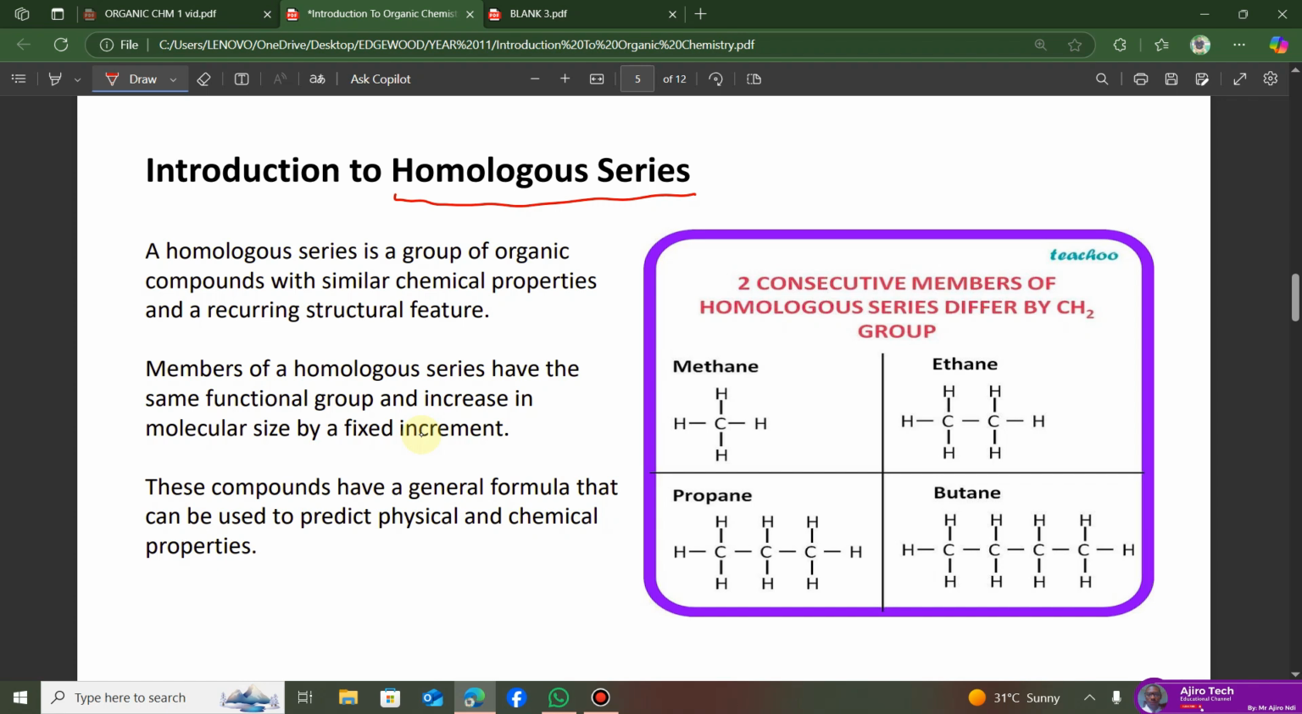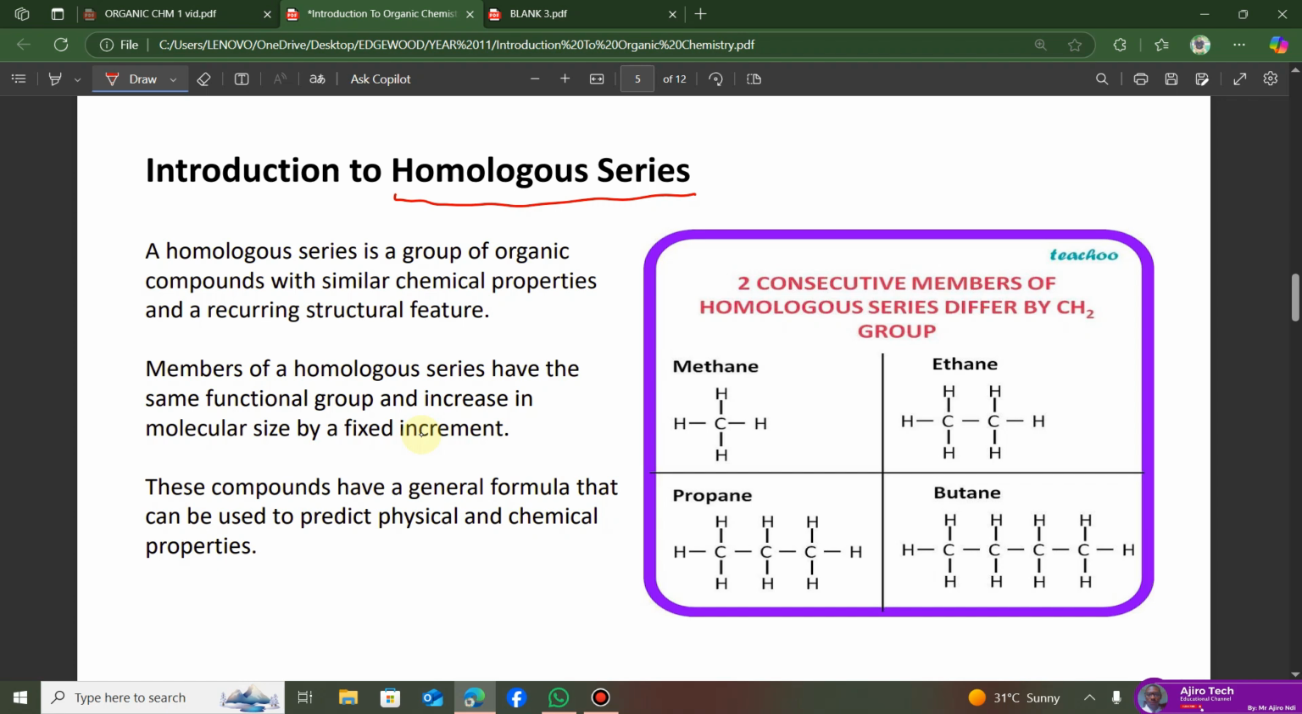A homologous series is a group or a family of organic compounds with similar chemical properties and a recurring structural feature. Or we can simply say it is a family of organic compounds with similar chemical properties, and each member differs by a CH2 unit. I'm going to talk about how each member differs by a CH2 unit, but let's just simply look at it in terms of a family.